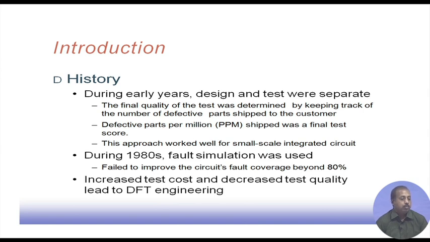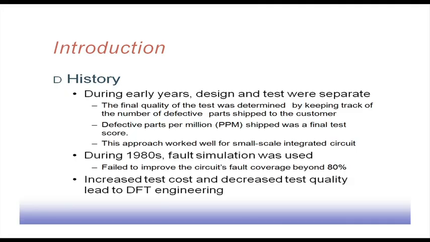So, defective parts per million. Since the test may not be very exhaustive, it may so happen that many of the good chips are marked as bad, and many of the bad chips are marked as good. If bad chips are marked as good, then when they are shipped to the customer, they will be detected on the field as not working properly. As a result, they will get rejected.